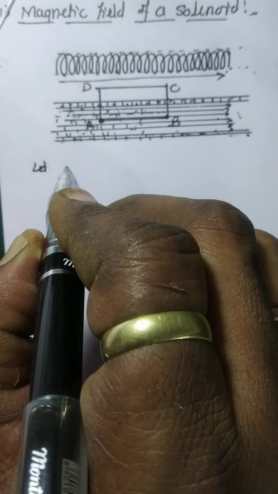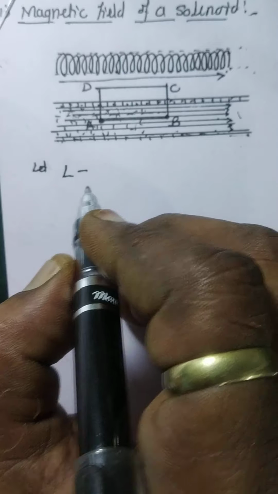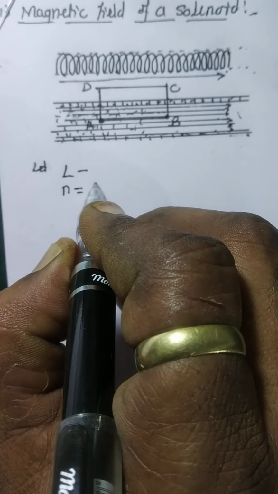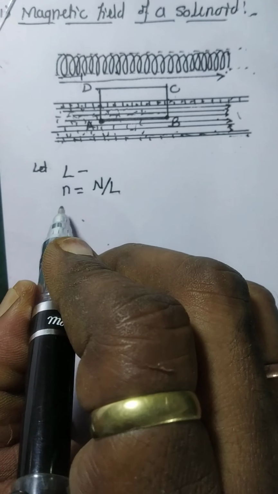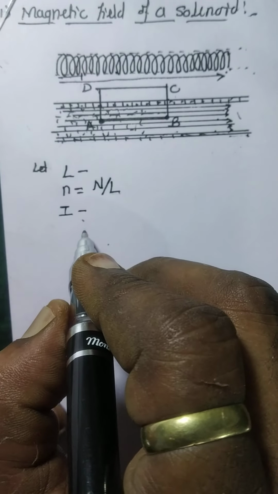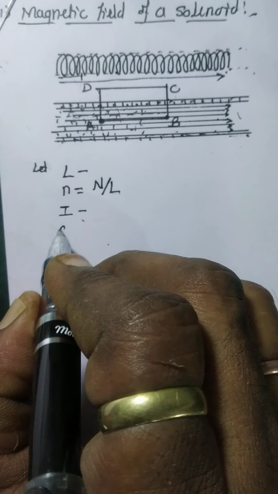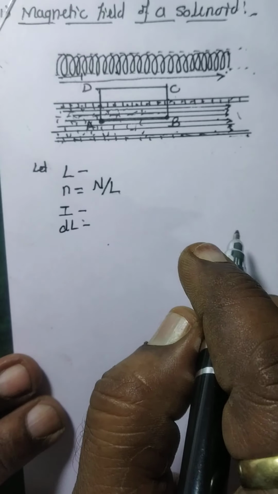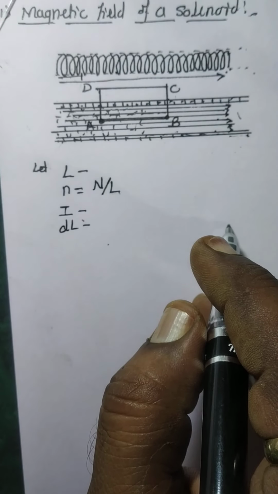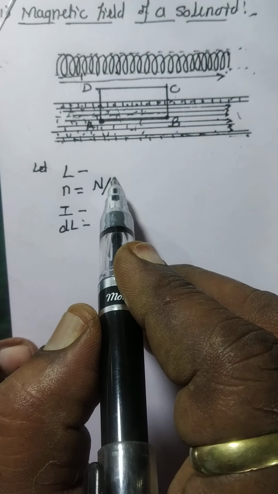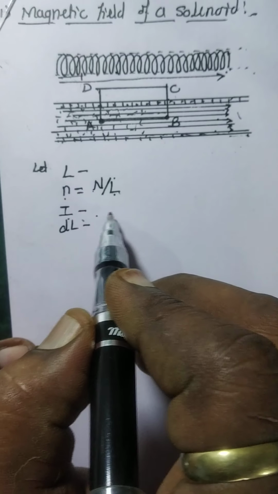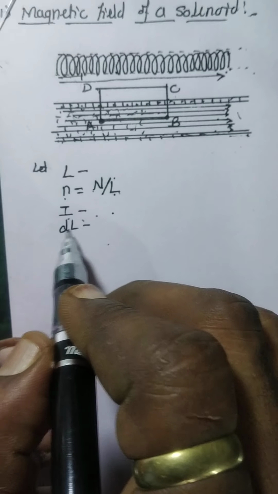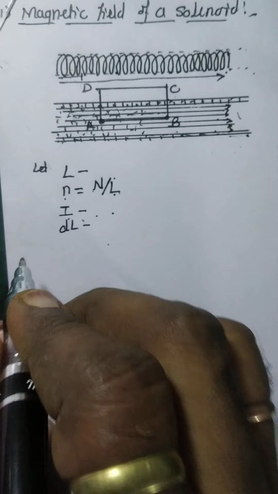Let L be the length of the solenoid, small n the number of turns per unit length, म्हणजेच एका युनिट लेंथ मध्ये किती टर्न्स आहेत, I the current flowing through that solenoid, dl the length of a small element of the circular path. टर्म कोणकोणते आलेत: L length of solenoid, small n number of turns per unit length, I current flowing through the solenoid, dl length of a small element of the solenoid.